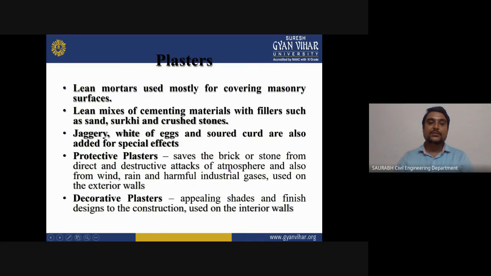And here is a plaster, which is made by lean mortar used mostly for covering masonry surfaces. Lean mixes of cementing material with fillers such as sand, surkhi and crushed stone. And there is also protective plaster, which is used for saving the wall from atmospheric attack and also from wind, rain and harmful industrial gases, used on the exterior wall.